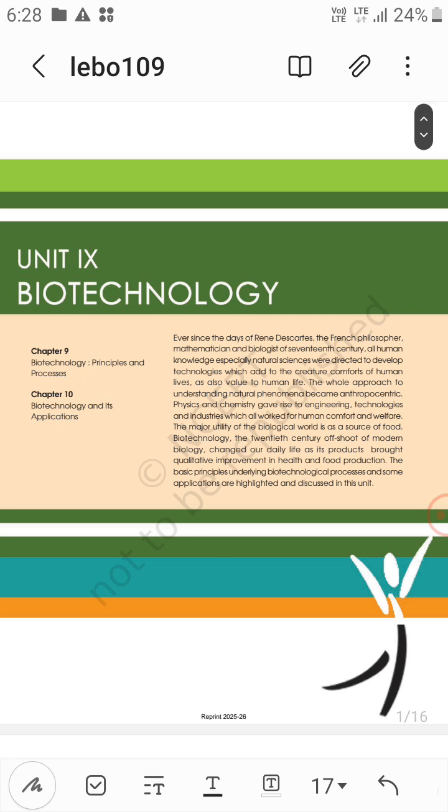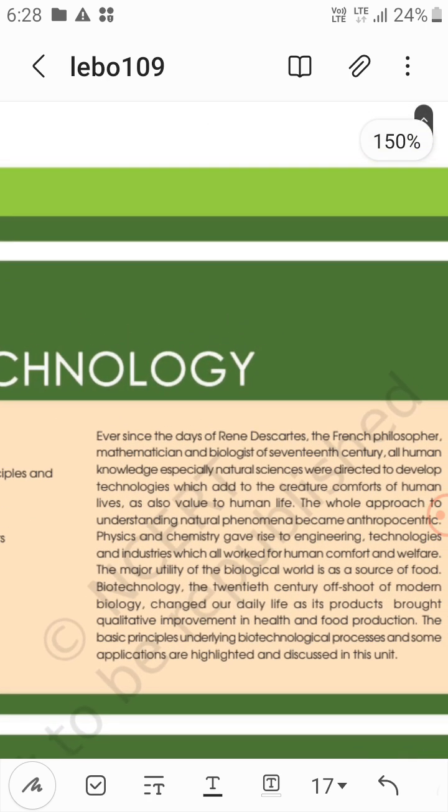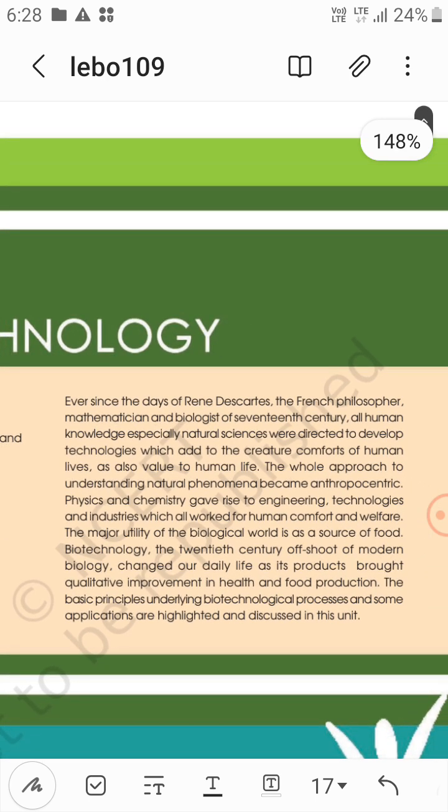Okay, so this is what's important here. The whole approach to understanding natural phenomena became anthropocentric. Physics and chemistry gave rise to engineering. The major utility of the biological world is as a source of food. Biotechnology, the 20th century offshoot of modern biology, changed our daily lives.